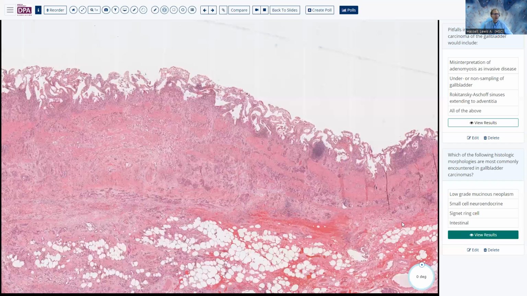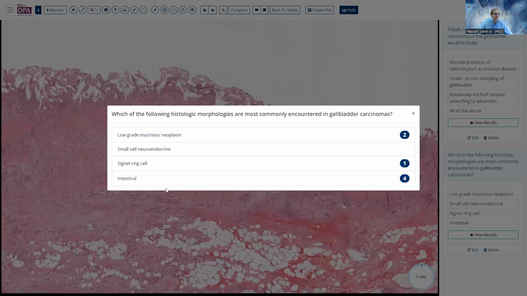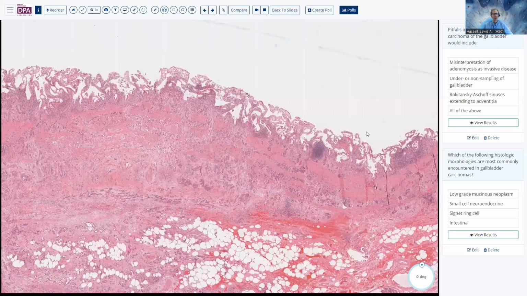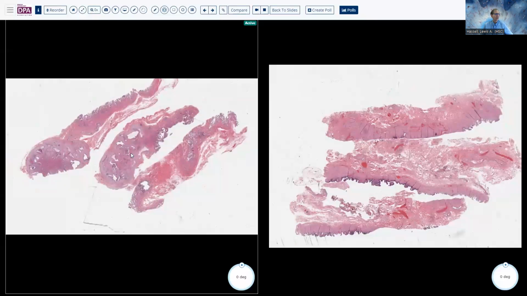And in terms of histologic types, in terms of morphologies, the most frequently encountered type of tumor that we're going to see is the intestinal type. Signet ring cell or small cell neuroendocrine tumors or low-grade mucinous neoplasm, these are much less frequent. These all do occur, however, and should be within your differential considerations when you're looking at the gallbladder. Now, I put a couple of extra slides on here just for comparison.